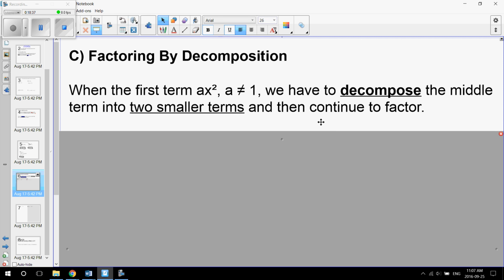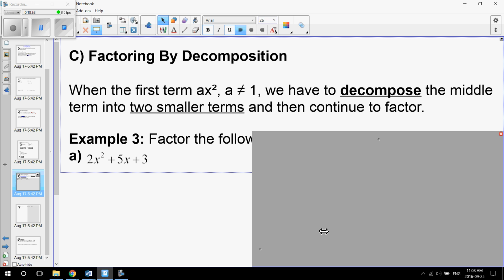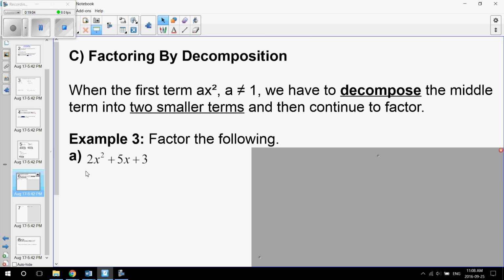So we're still going to look for our m value, our multiply value, and our add value. But when we come up with those two numbers, we're going to have to do a few more steps this time instead of just throwing them right into our brackets. So we're going to look at some examples here. Again, we're just asked to factor the following. So we're first starting off with 2x squared plus 5x plus 3.